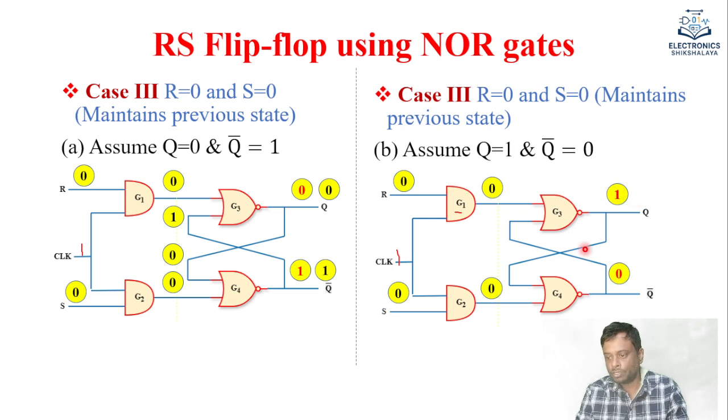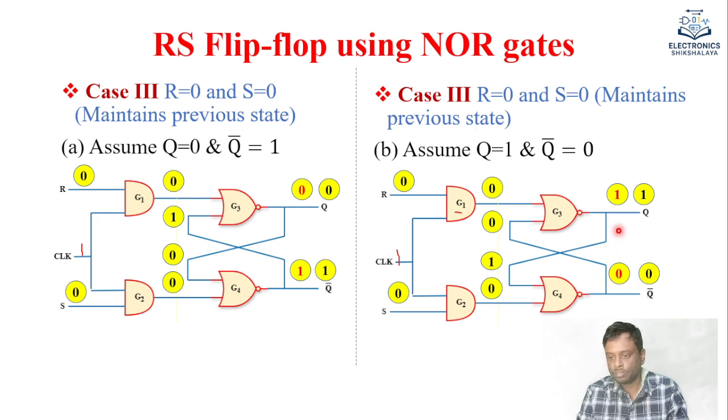Now this 1 comes over here. Similarly, this 0, that is the Q bar, is connected to one of the inputs of G3. So this 0 comes over here. So G3 has both the inputs 0, 0. What will the output? The output equal to 1. Similarly, G4 has one input equal to 1 and the second input 0, so the output equal to 0.